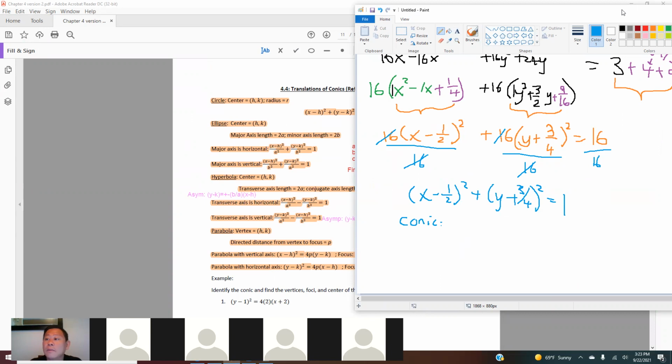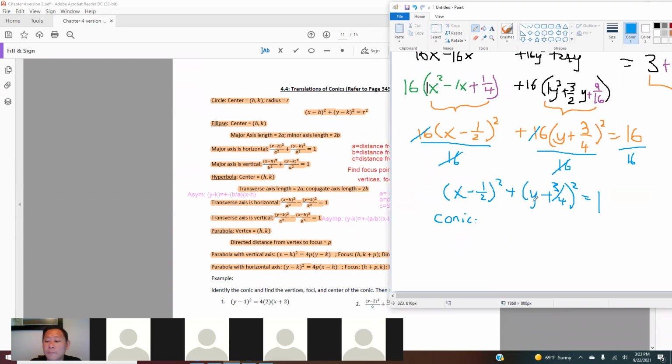Which one is the one that looks like him? Ellipse. Ellipse only happens when A is greater than B, right? But what is your A and B in this case? 1 and 1. Do you know what happens if your A and B is the same? We don't call that an ellipse anymore. What do we call that? Circle. This is a circle, yes.